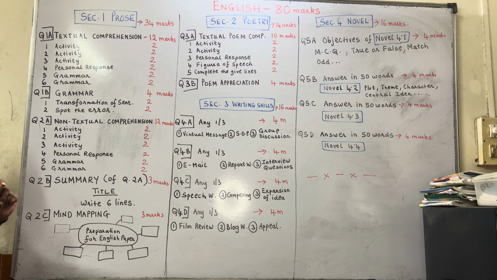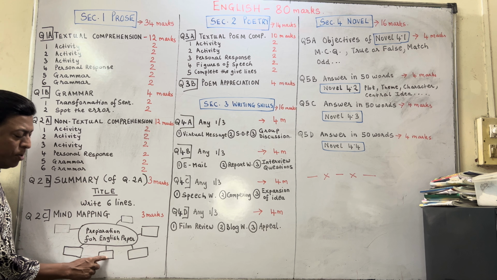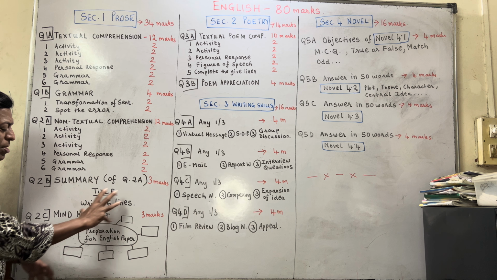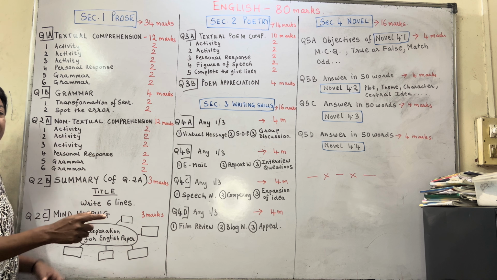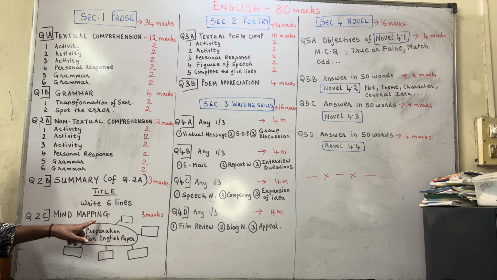Then comes mind mapping. Mind mapping, for example, any topic they will give. For example, preparation for your English paper. So how will you prepare your English paper? I will study grammar, prose, poetry, novel, SOP, virtual message, and so on. So you have to make either square or any type, circle, whatever, and make at least 6 to 8. Okay, like this. That is called mind mapping.